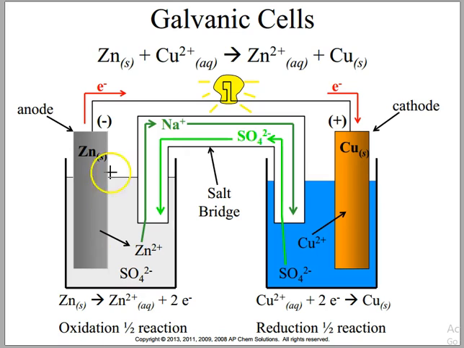The anode is the electrode where the oxidation takes place. So to come back to this, the anode is where the oxidation half reaction happens. Remember, oxidation is loss of electrons, okay? And the cathode is where the reduction happens. Reduction is gain of electrons, okay? Oil rig.